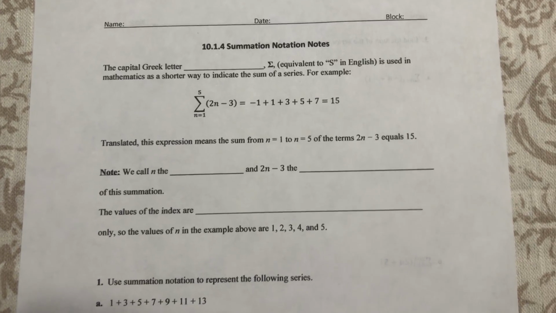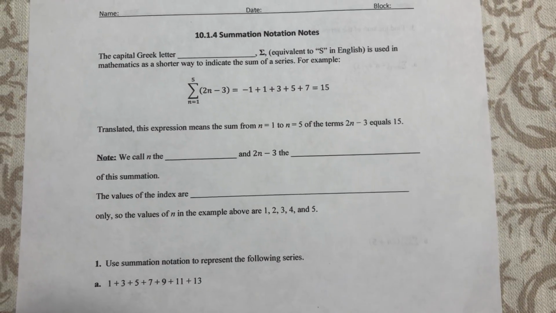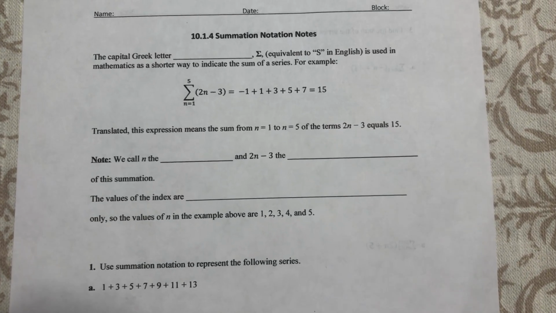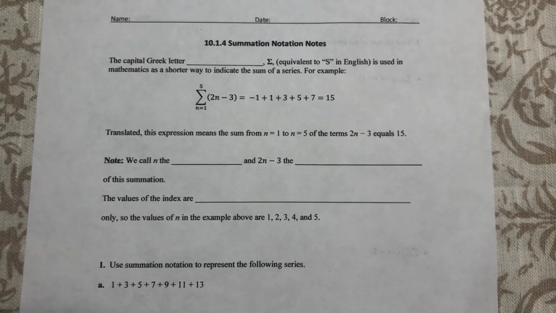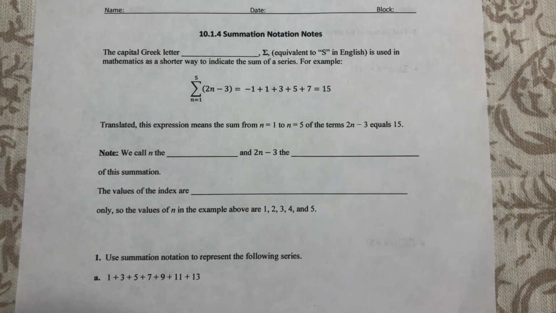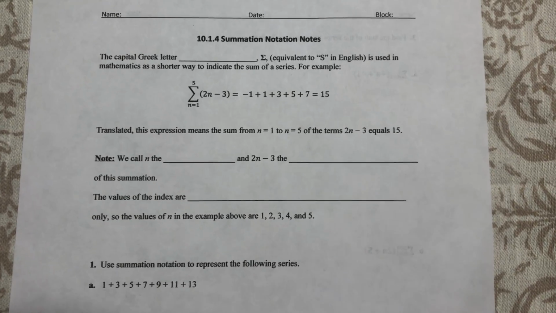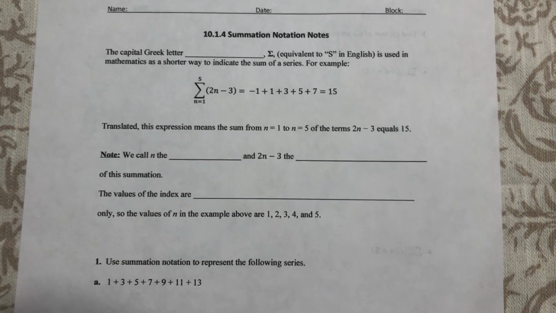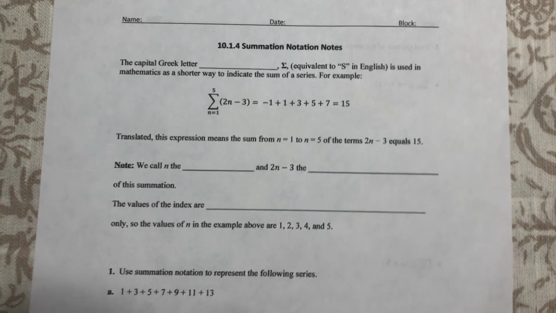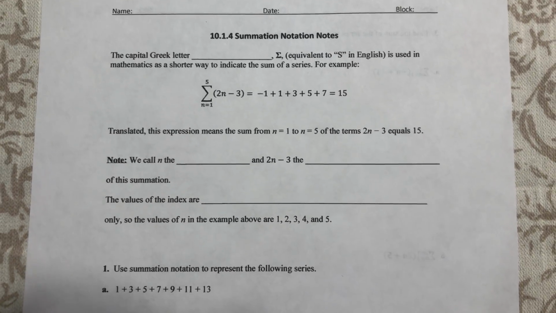10.1.4 summation notation notes. So far we've been learning about sequences. Sequences are a list of numbers separated by commas. An arithmetic sequence is a list of numbers with a pattern of addition or subtraction to get to the next number. In the same way, an arithmetic series is the same thing. The way to get to the next number is a pattern of addition or subtraction. It's consistent addition or subtraction. The only difference is instead of commas, you have addition signs. So you are finding a sum for a series.